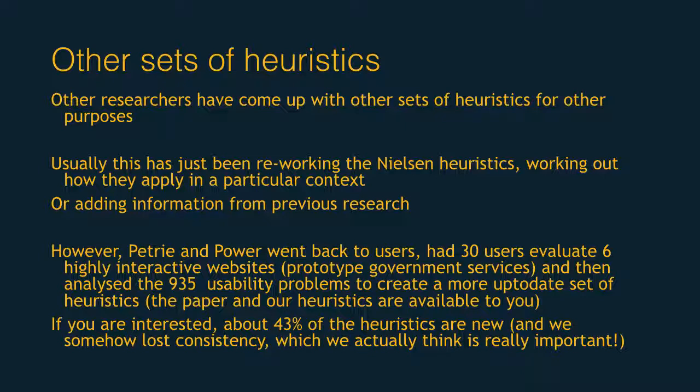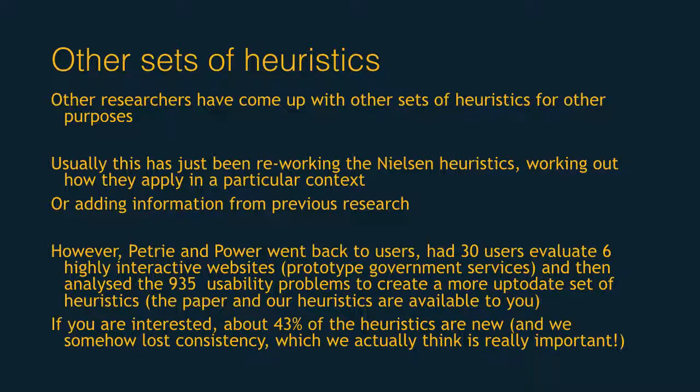We ended up with a pool of 935 usability problems, so you could see these 6 websites had quite a lot of problems. And then we looked at which were the most common problems, and we turned them into a set of heuristics, which I think is still reasonably useful for interactive websites, even though the world is constantly changing. And the paper where we describe all that and the heuristics will be available to you, so you can try the Nielsen ones, you can try the Petrie and Power ones as well if you like.